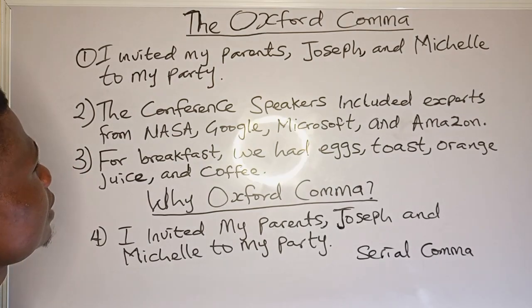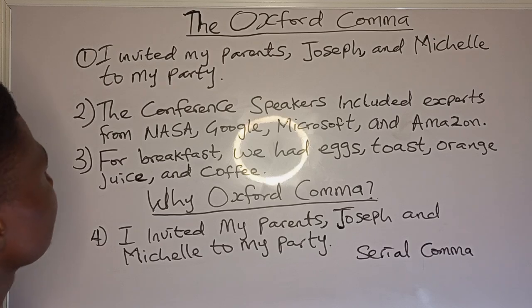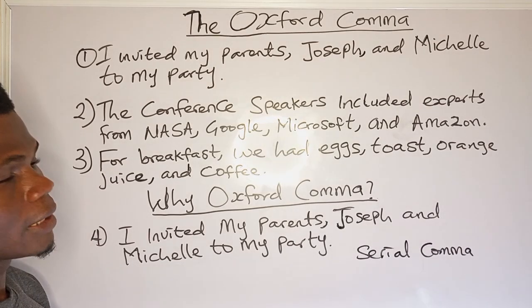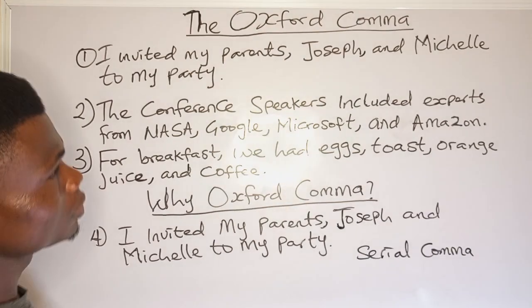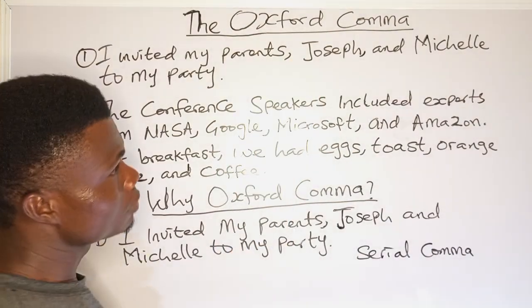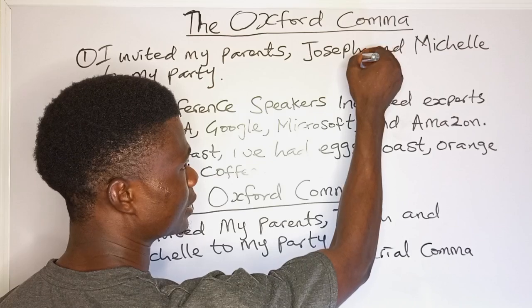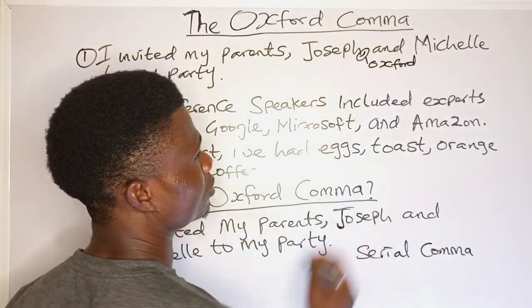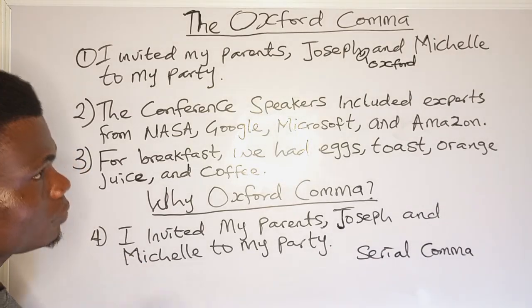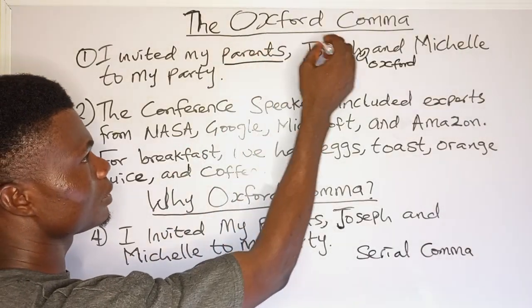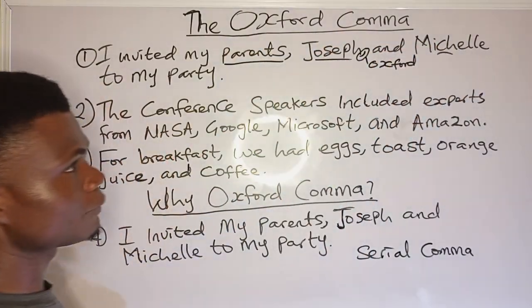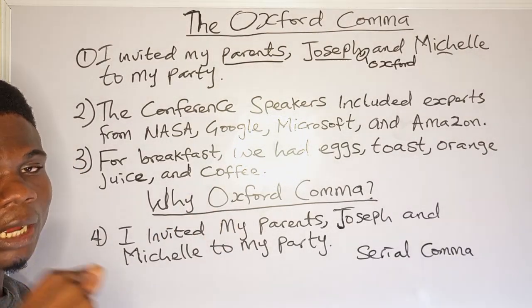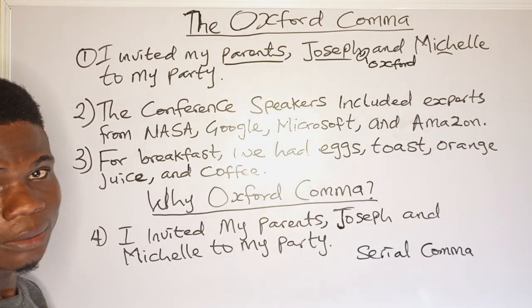Okay, let's see this example. So this example is on the board. Example 1 says, I invited my parents, Joseph and Michelle, to my party. So the first comma is ordinary, but the second, before and, is Oxford. Now you see in the list we have 3 items, right? We have parents, we have Joseph and Michelle. So that means you have an Oxford comma. You can only have an Oxford comma when your list is more than 2.